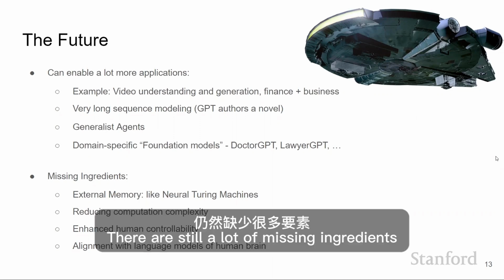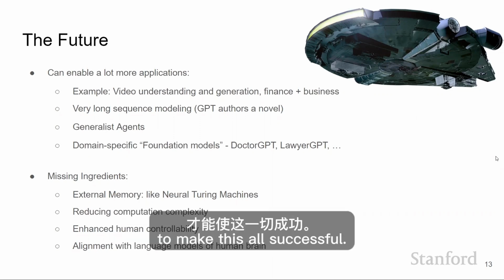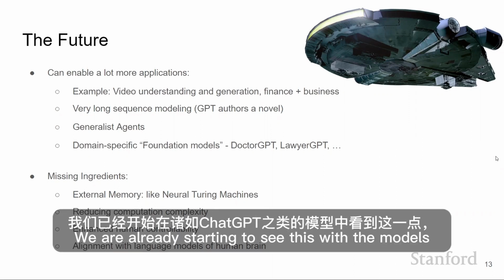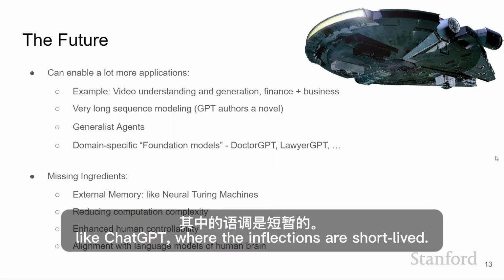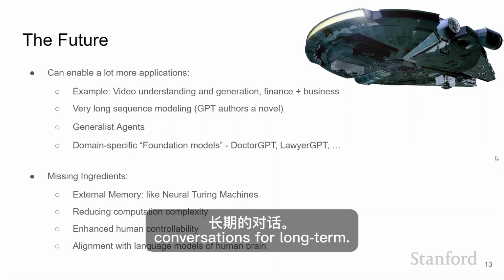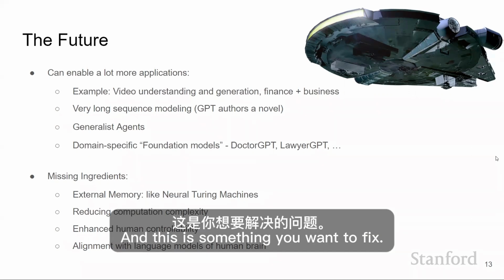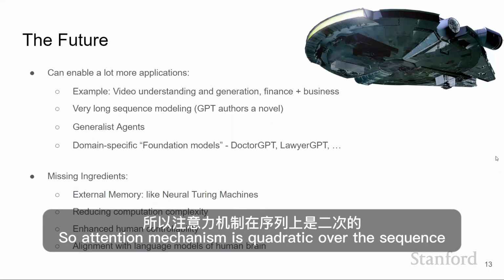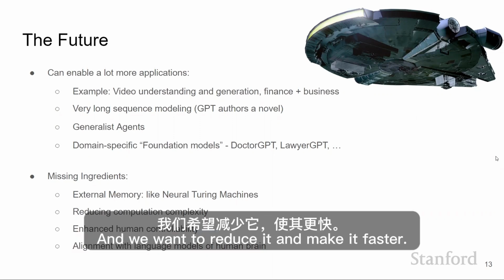There are still a lot of missing ingredients to make this all successful. The first is external memory. We are already starting to see this with models like ChatGPT, where the interactions are short-lived. There's no long-term memory, and they don't have the ability to remember or store conversations long-term. And this is something we want to fix. Second is reducing the computational complexity. The attention mechanism is quadratic over the sequence length, which is slow, and we want to reduce it or make it faster.